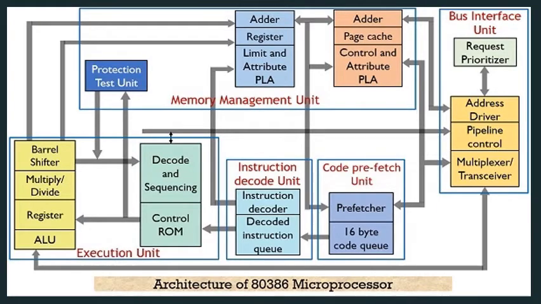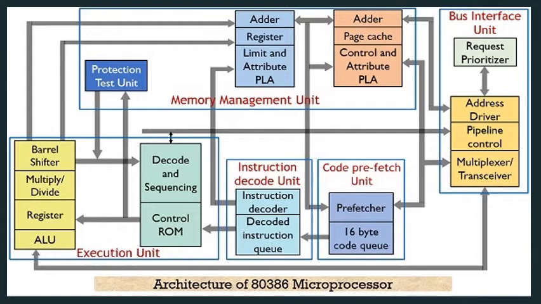Now let us discuss the architecture of the 80386 microprocessor. The simplified block diagram of the 80386 microprocessor is shown here. The internal architecture of the 80386 processor consists of three different sections: central processing unit, memory management unit and bus interface unit.